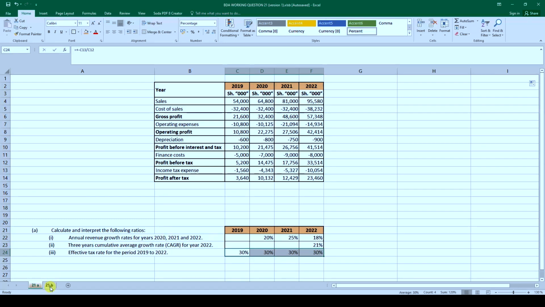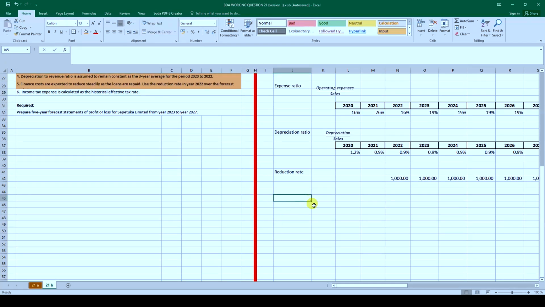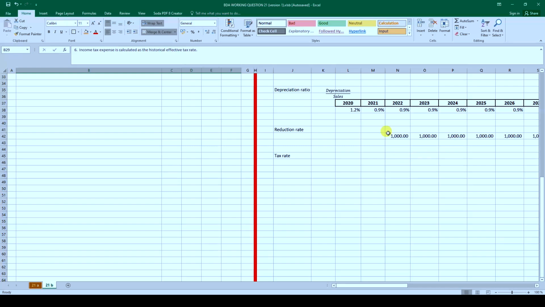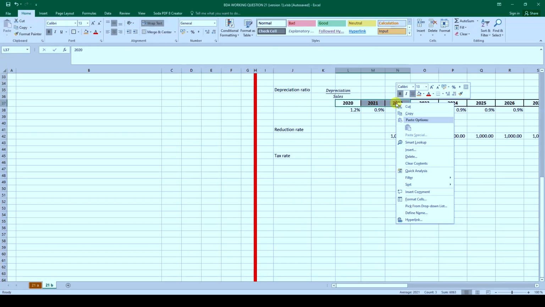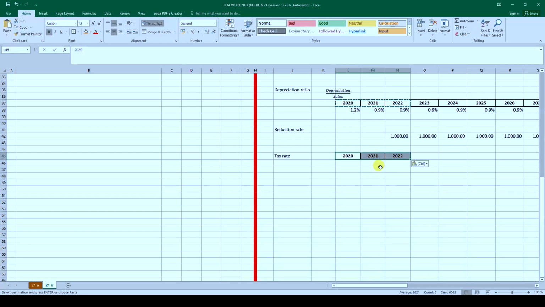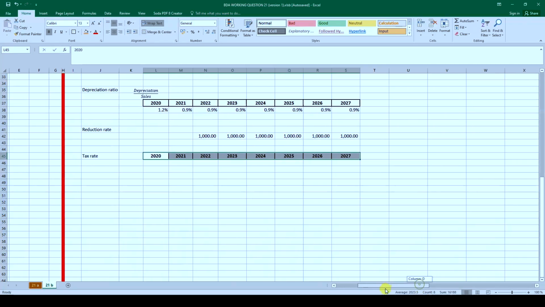So we come back to tab 21B. We can just come over here and have a small working, tax rate. So finance cost, you can see right here, income tax expense, let me highlight it, is calculated as historical effective tax rate. So from 2020 to 2022, is 30%, Control V like that. But we need now, of course, continuously until 2027. Simply saying it's just going to be 30%.